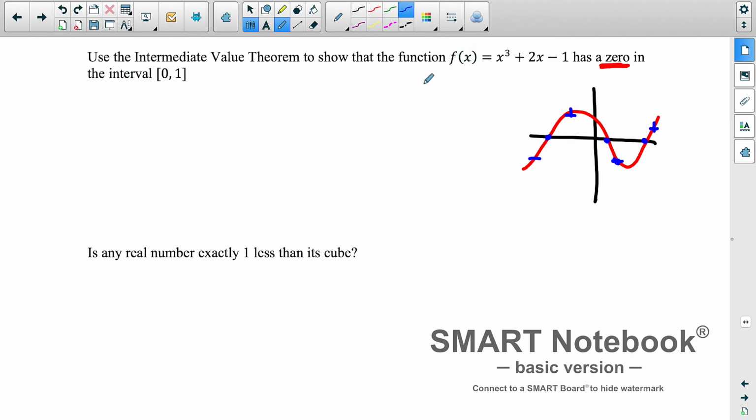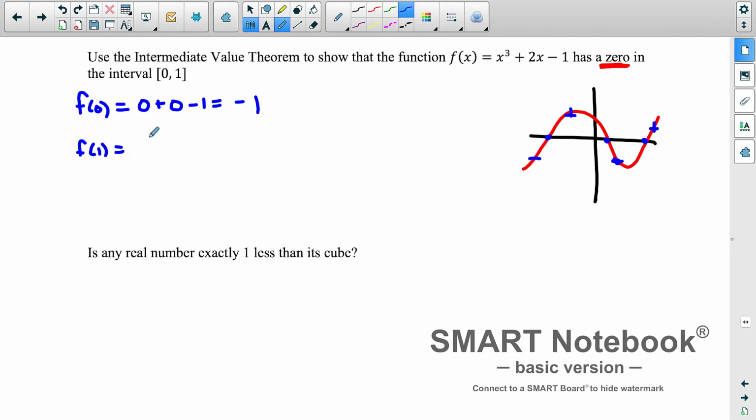If f of x equals this, and we want to test this interval 0 to 1 inclusive, let's try f of 0 first of all. So we're going to plug 0 into this. We have 0 cubed, which is 0, plus 2 times 0, which is 0, take away 1, so our final answer there is -1. Now let's get f of 1.